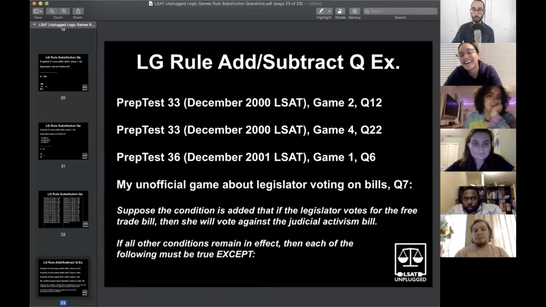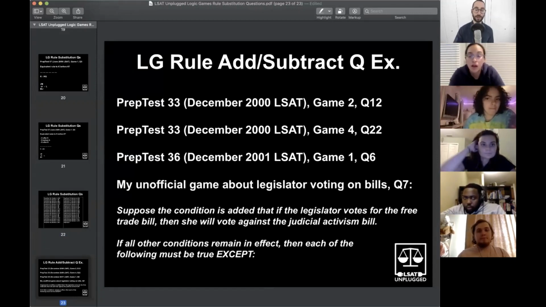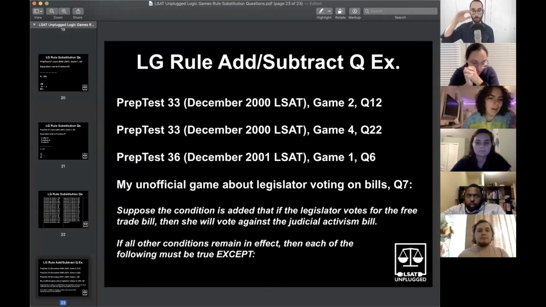Now, rule addition and subtraction questions. So this is a different variation on rule substitution where they are playing with the fundamental constraints of the game. So they do occasionally play. These are a couple of examples that come to mind just on a quick reflection on this. There may be others. I haven't exhaustively gone through all the exams looking for these specifically.